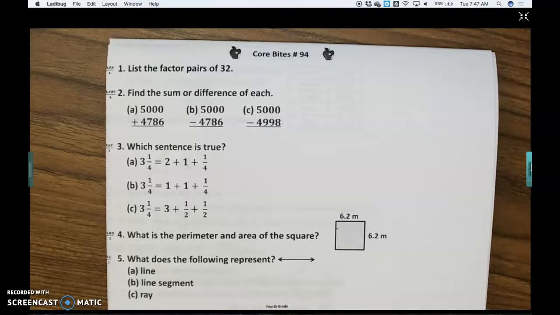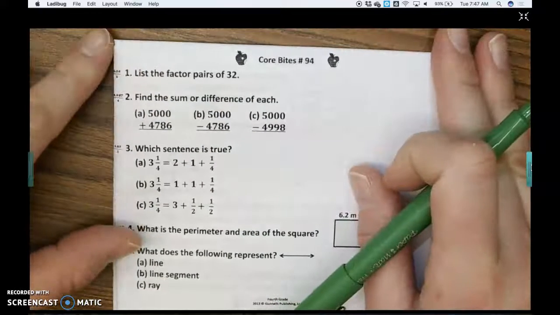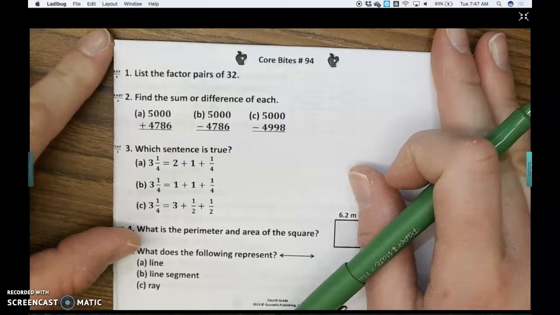All right, everybody, here's your Core Bites number 94. Please check your answers on your paper. Number 1 says list the factor pairs of 32.